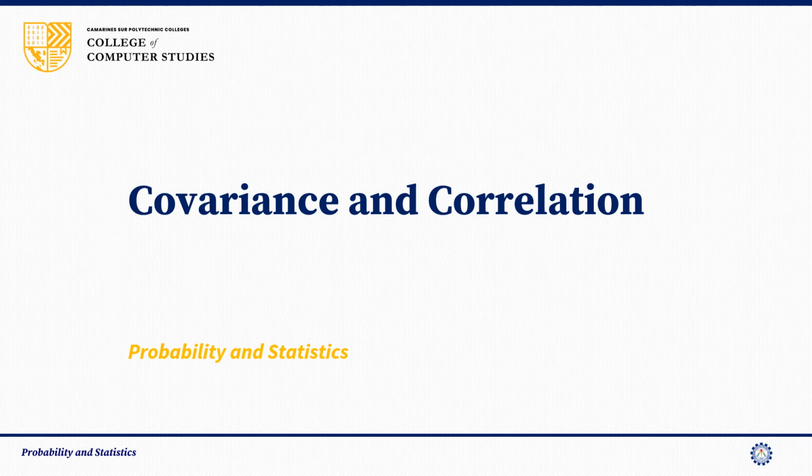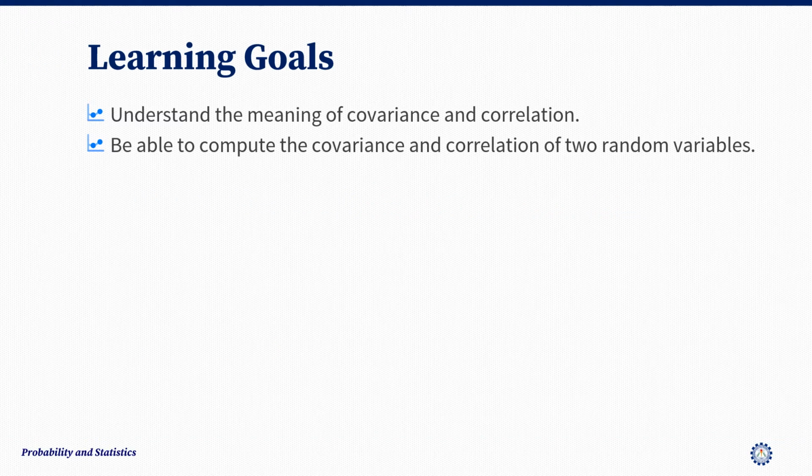In this video, we're going to discuss covariance and correlation. Our learning goals are to understand the meaning of covariance and correlation and be able to compute the covariance and the correlation of two random variables. So let's start with covariance.